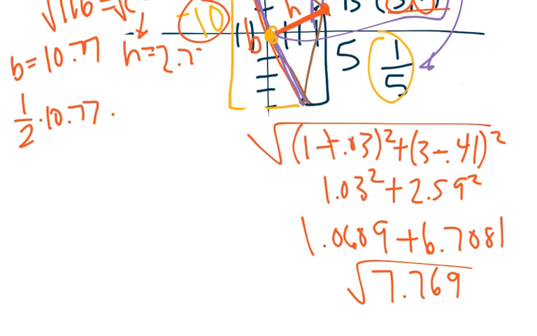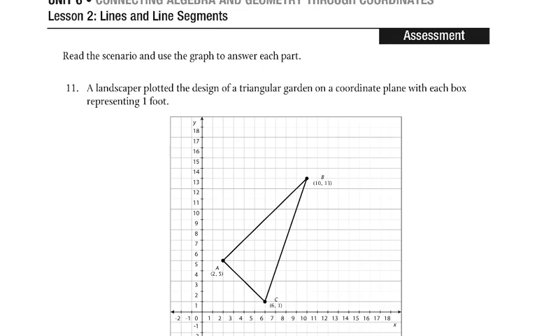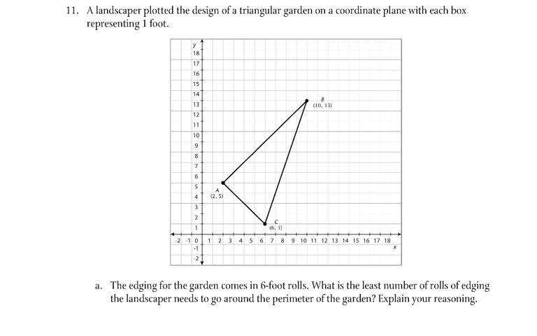About 2.787, so let's say 2.88. 2.88 times 10.77 times 1/2. We get 15.5. See how close we are. Hey, there's one for 15. We'll take it. That was an ugly one, wasn't it? Alright, I have a feeling we're going to have another ugly one.